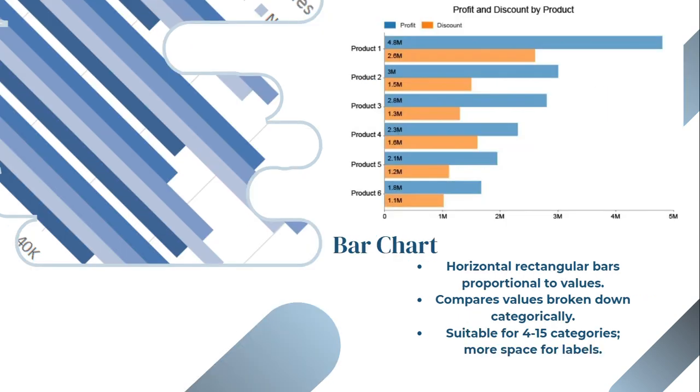And the next is the bar chart. Like a column chart, a bar chart represents data with rectangular bars with lengths proportional to their values, but the bars are plotted horizontally. Use this visualization when comparing the value of data that can be broken down categorically. Bar charts are suitable when the number of categories is higher than 4 and lower than 15. Bar graphs also offer more space for your category labels, which can also make them easier to read than a column chart.